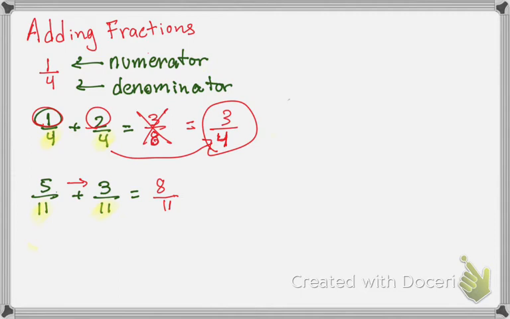One more. Let's do 6/13 plus 2/13. My denominators match, so all I have to do is add up my 6 plus 2, and I get 8/13.